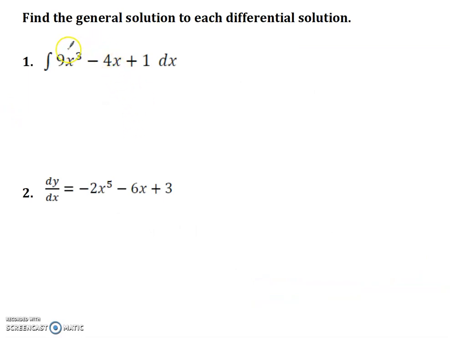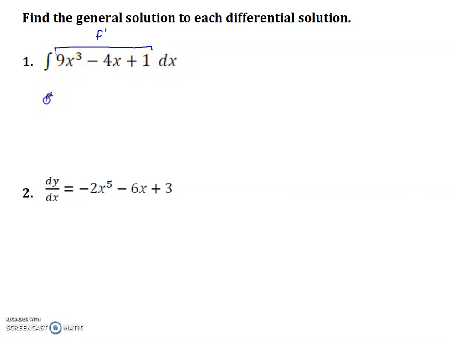For number 1, this means we're taking the derivative. So what we're going to do is find the general solution to each differential equation. What a differential equation is, it's just the derivative. So they're just saying this right here is the derivative. Anytime you see this integral symbol, that means take the antiderivative. So what's right here is f prime, and this dx doesn't do anything with our work. It just indicates that this is the derivative.